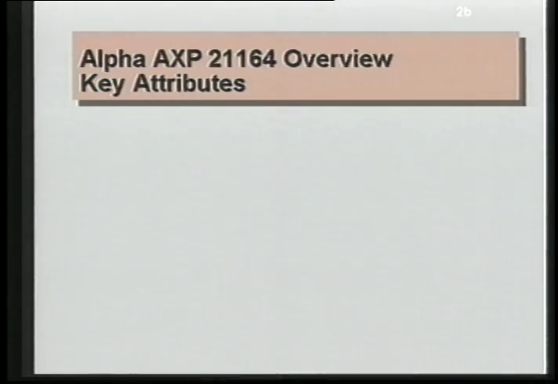The 21164 is an entirely new Alpha microprocessor designed at Digital in Hudson, Massachusetts. We're currently running 3 different operating systems on the Pass 1 silicon and have been running for several months. And the chip will be announced as a product within the next couple of months. Here are the key attributes of the chip.